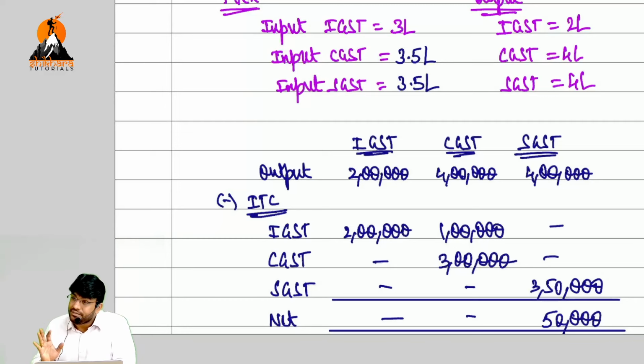Any order? Yes, any manner? Yes, where did I use? Did I do anything wrong? No. I have done it correctly only. Then, CGST, how much credit I have? 3.5. How much I used? Balance 50,000.